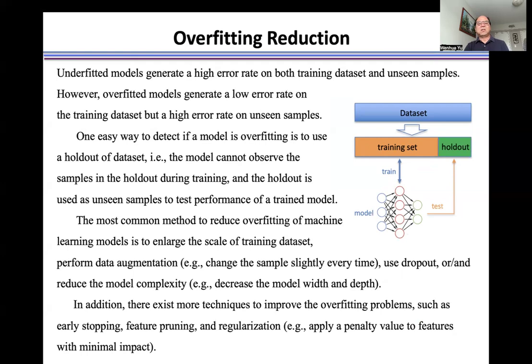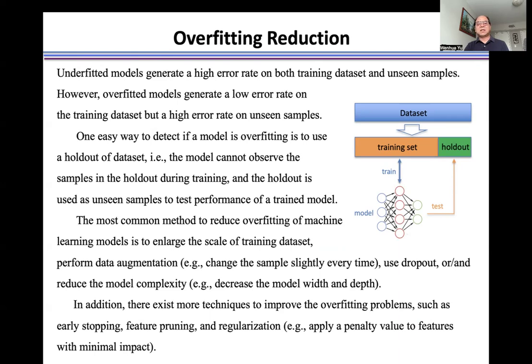One easy way to detect if a model is overfitting is to use a holdout of a dataset. Namely, the model cannot observe the samples in the holdout during training. And the holdout is used as unseen samples to test the performance of a trained model.